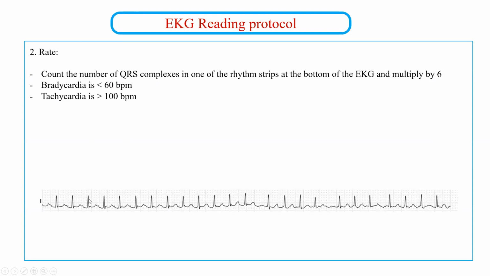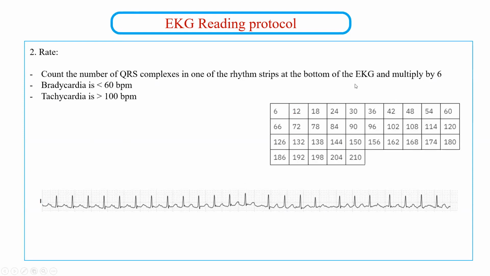And if we look at this EKG here, I think the patient has atrial fibrillation. If you count the QRS complexes here, it's 24. 24 multiplied by 6 is 144. Okay, so this patient has RVR. Now this table is just the multiplication of 6, 12, 18, till 35 multiplied by 6 is 210. So these are the most common numbers that you will be dealing with. With time, with practice, you will just memorize them.